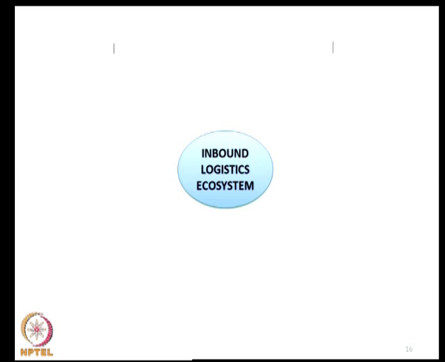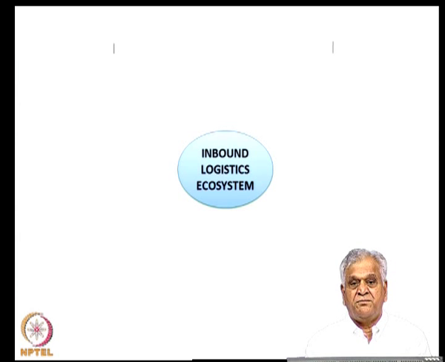That is the inbound logistics ecosystem. That is, inbound logistics is the logistics in the transfer of materials from a supplier to a manufacturer. In other words, against an order, the supplier supplies the required quantities to a particular manufacturer. This is important because the manufacturer's production depends on the supplier's reliability.